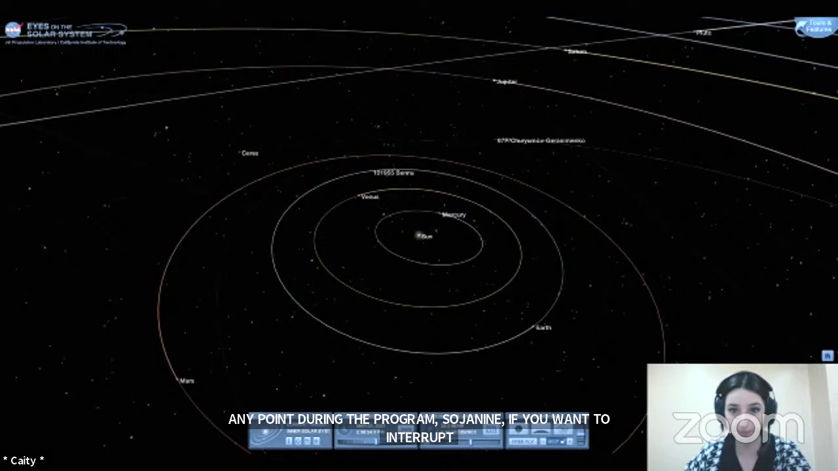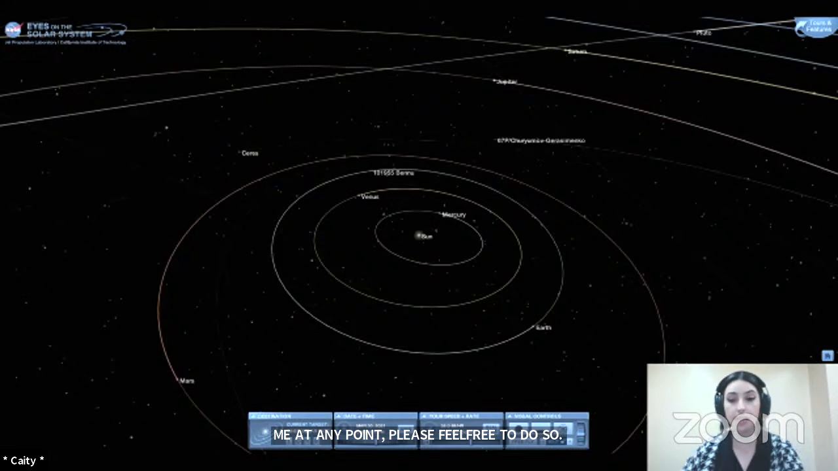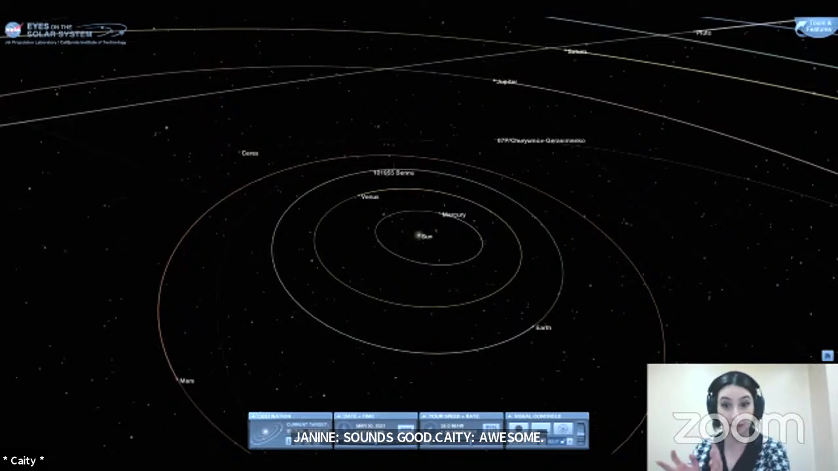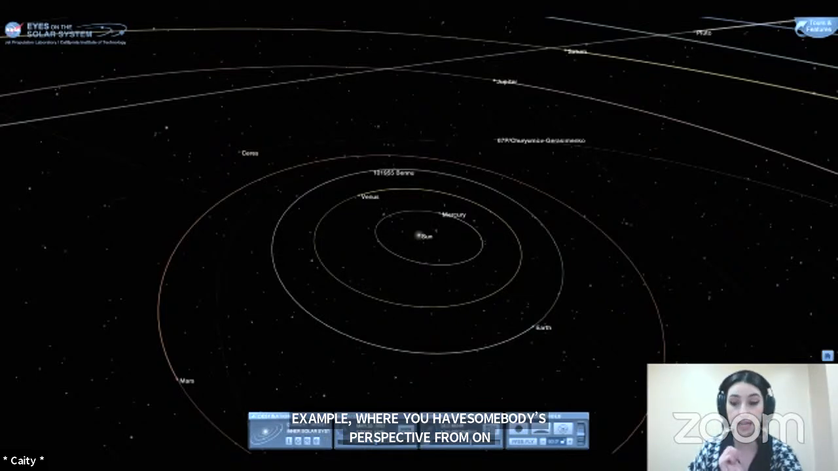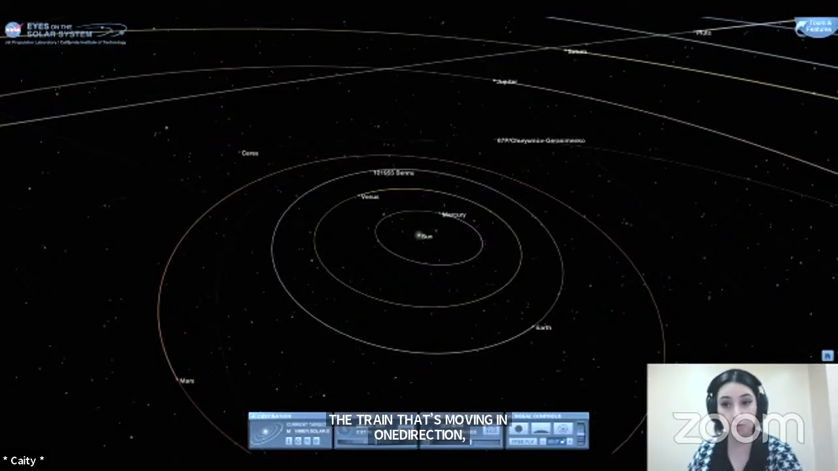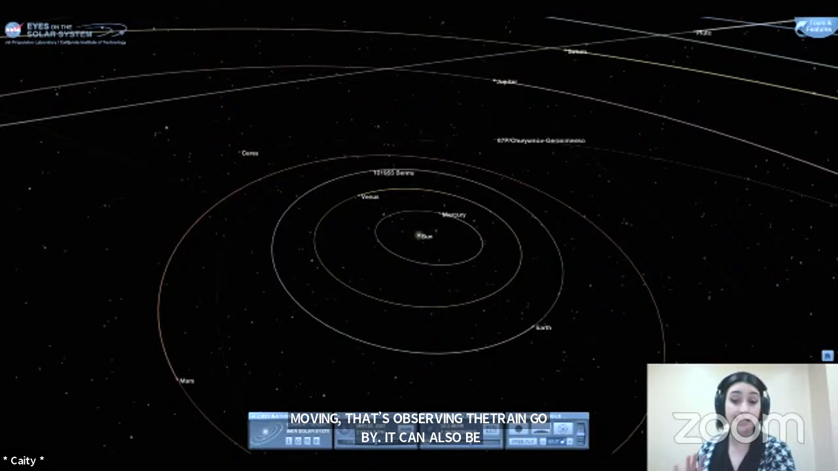Sounds good. Awesome. So let's talk about frames of reference. I mentioned the train example where you have somebody's perspective from on the train that's moving in one direction. Also, you have somebody that is maybe on the platform that's not moving, that's observing the train go by. It can also be argued that even though the train is the one that's doing the moving compared to the person on the platform, the opposite could be true.